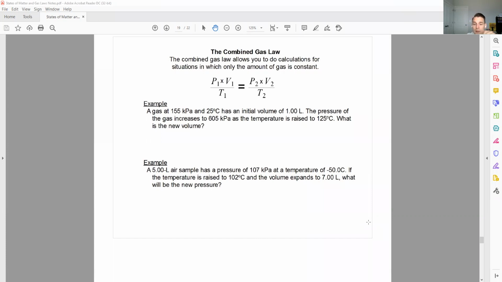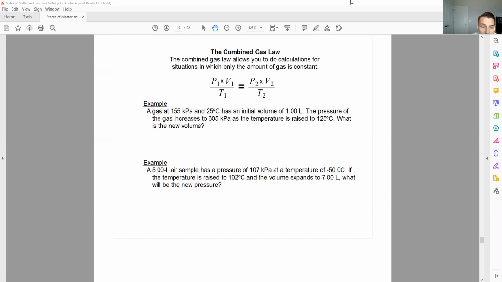So if I know that the temperature is constant, and I cover the temperature, it's P1 times V1 is equal to P2 times V2. So that's Boyle's law. Okay, so you can see you can get all of the gas laws from this depending on what's happening. So these questions, again, very simple. All you have to do is plug in the information as you go along.